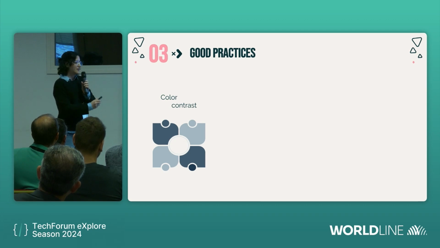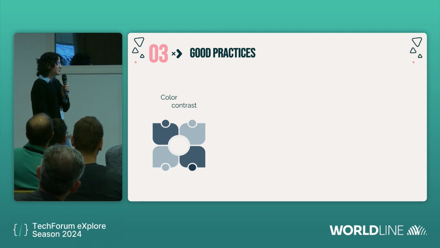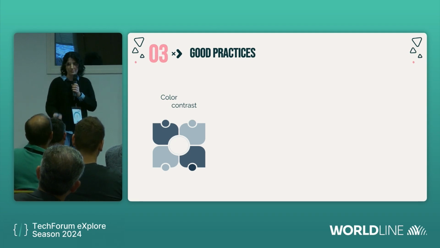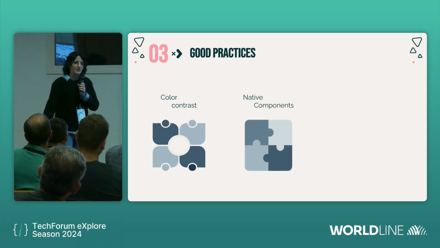The first thing is color contrast. If you have a good design team, they have already taken care of this, so you don't have to worry. But just in case, there's also a tool in the development process that can help you ensure that the color contrast is correct. Then you have native components.